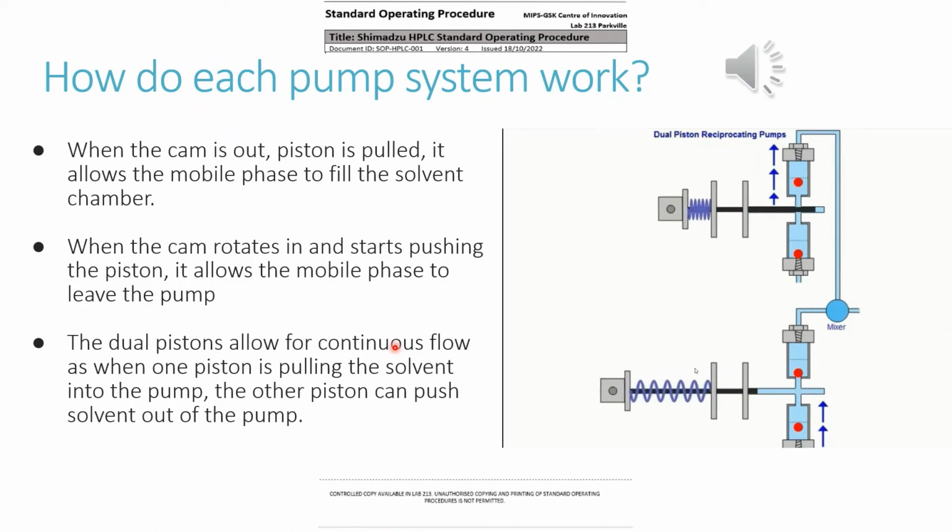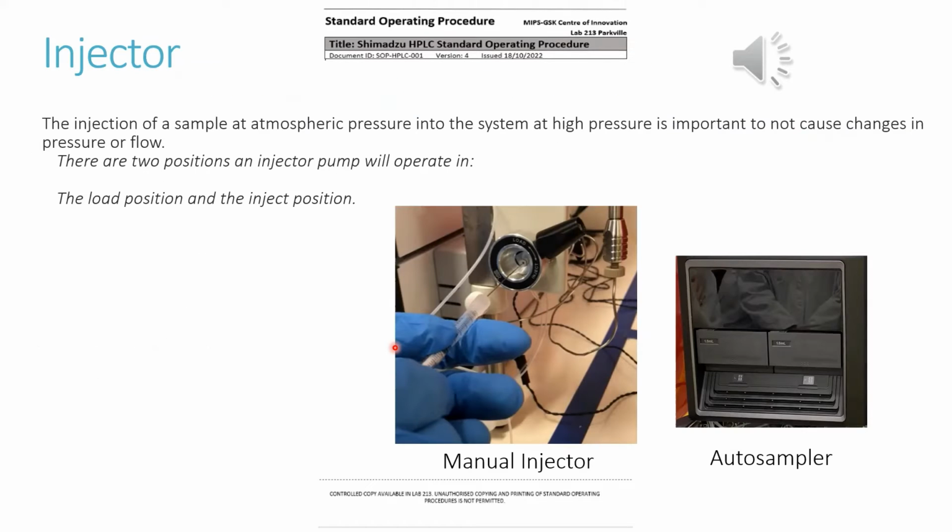When the cam is out, the piston is pulled and allows the mobile phase to fill the solvent chamber. When the cam rotates in and starts pushing the piston, it allows the mobile phase to leave the pump. The dual pistons allow for continuous flow, as when one piston is pulling the solvent into the pump, the other piston can push solvent out of the pump. The injector will inject our samples under high pressure. Manual HPLCs have a manual injector, which requires us to inject the sample with a needle. In automatic HPLCs, this process is done by the instrument.